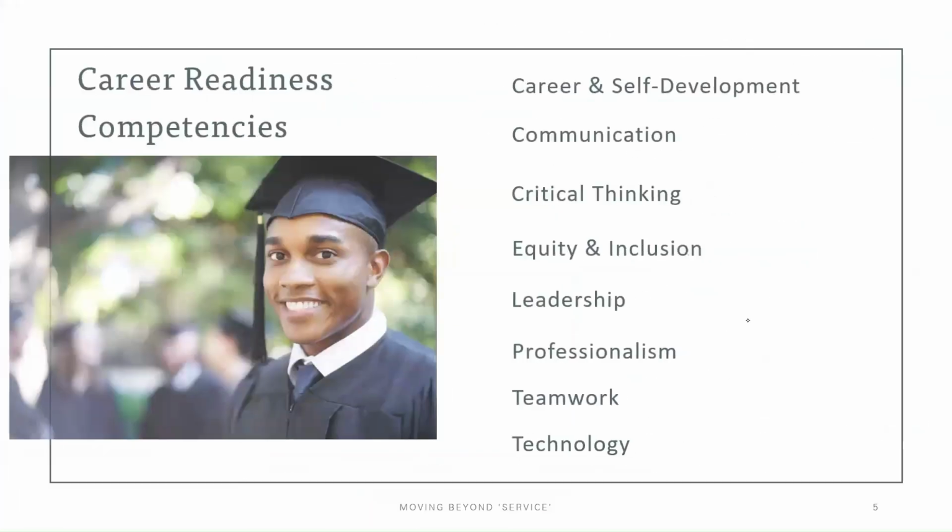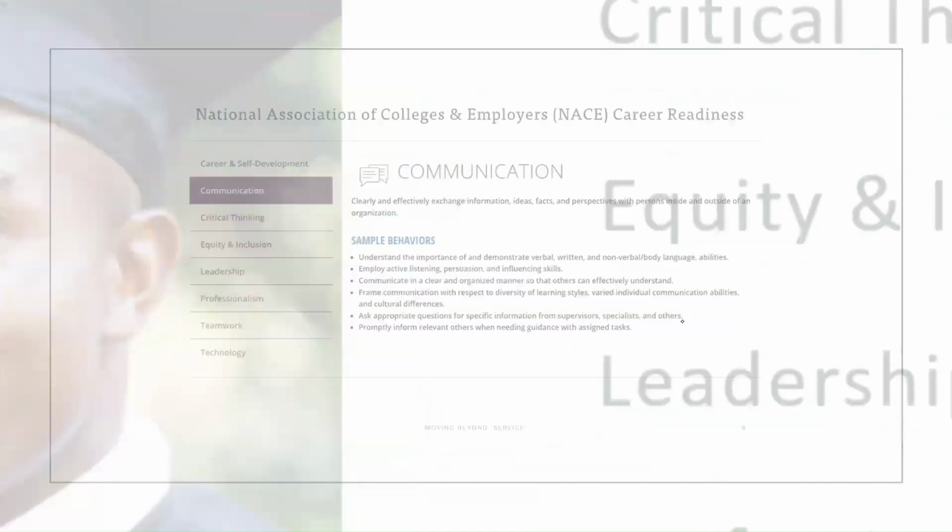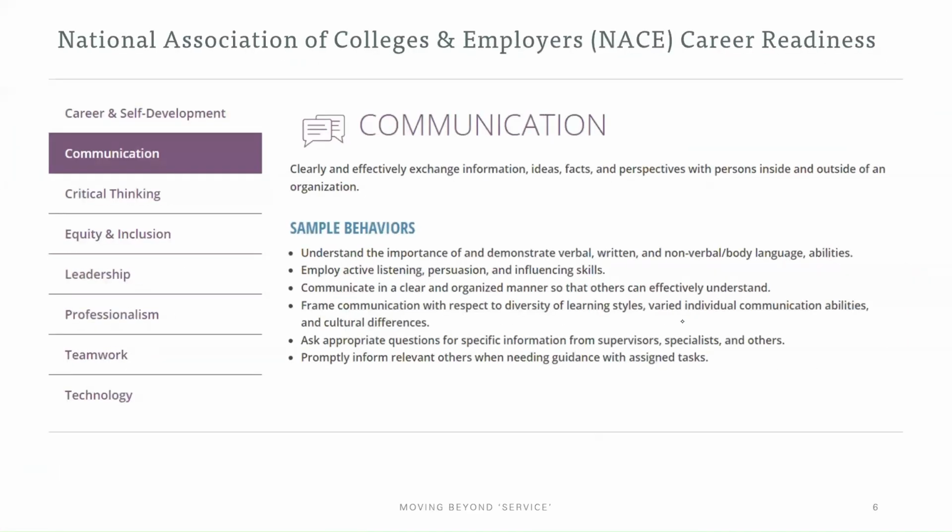graduates? So they broke it down into these 8 categories: career and self-development, communication, critical thinking, equity and inclusion, leadership, professionalism, teamwork, and technology. However, they're not just giving you those terms. What they're also doing is they're giving you a definition of what that means, and then they are breaking that down. So the first thing I did when I created the program learning goals, correctly citing them, of course, but I took these 8 as my primary learning goals.